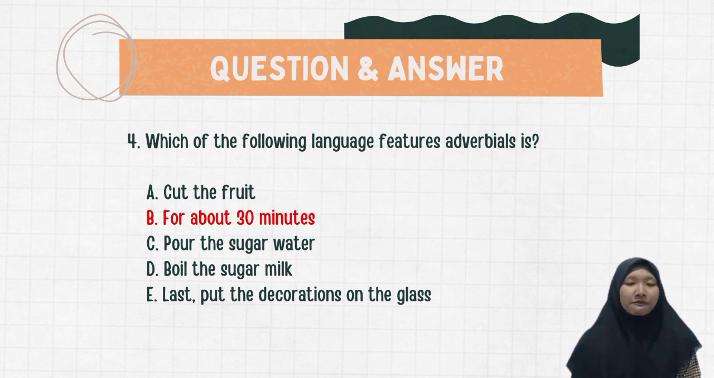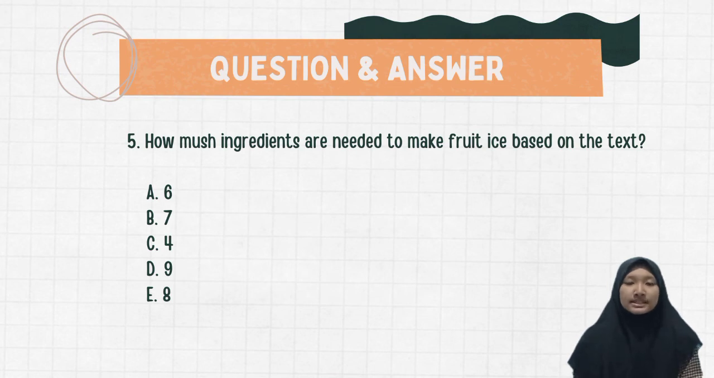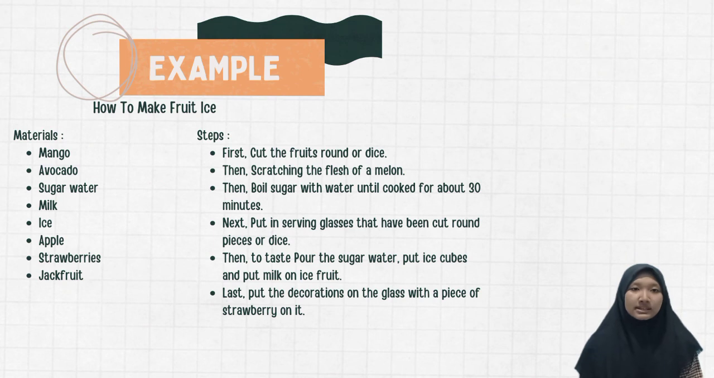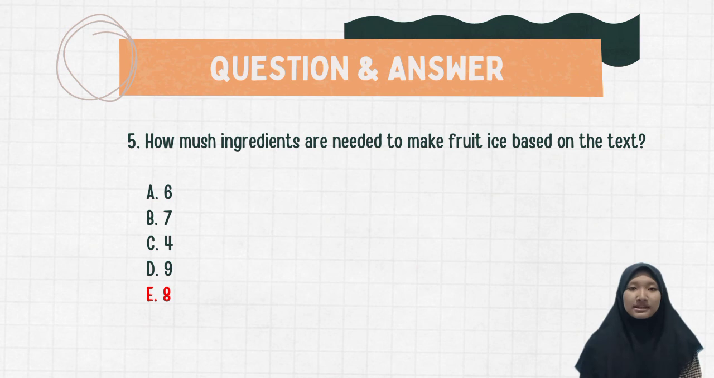The question number 5 is how many ingredients are needed to make fruit ice based on the text. When we get a question like this, we just need to count the list of ingredients or materials. So let's go back to the text first. Here the list of ingredients is 1, 2, 3, 4, 5, 6, 7, and 8. So the right option is E. Options A, B, C, D are totally wrong.